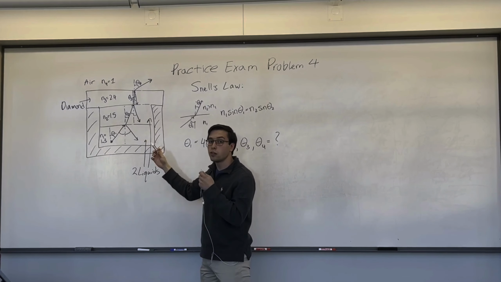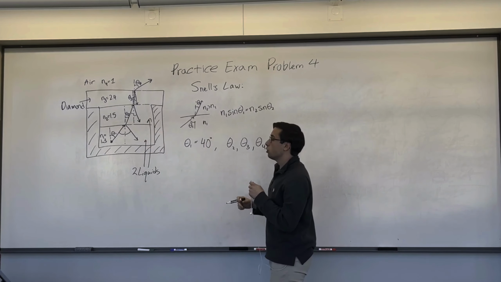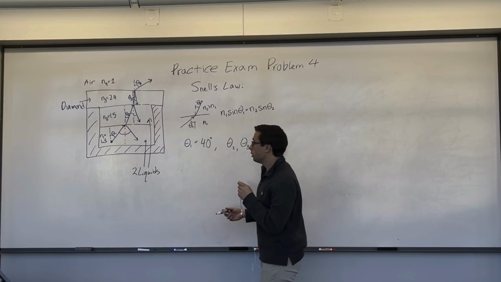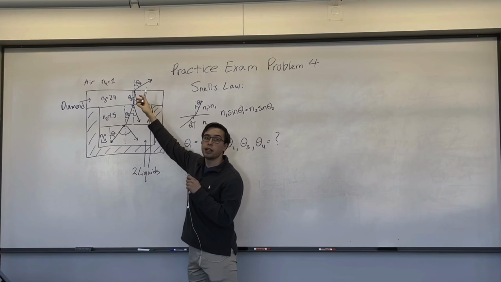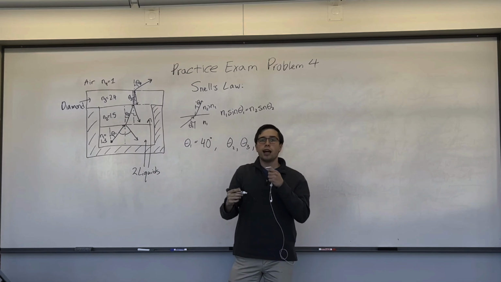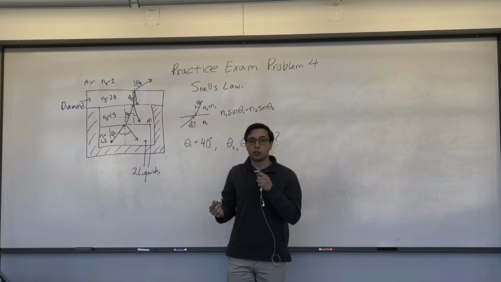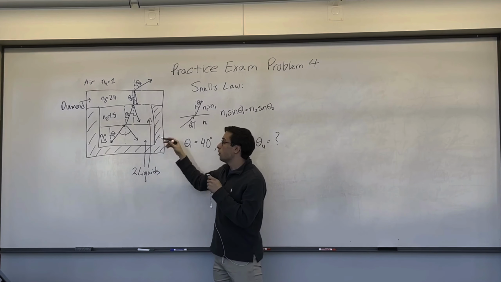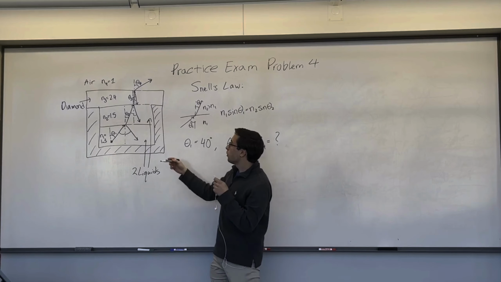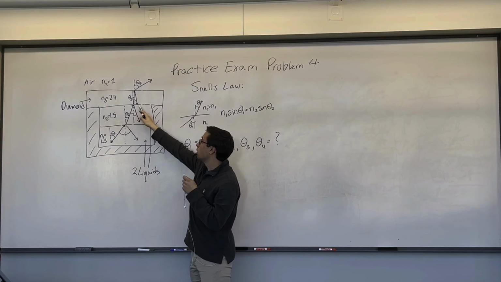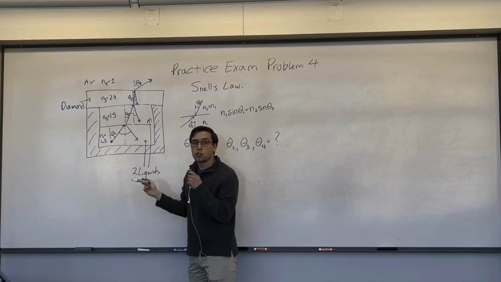So this is a Snell's law problem. And what that means is we're looking at different materials. We have two liquids, diamond and air, and we're looking at how light travels through these materials, and specifically at the boundaries or the interfaces of these materials where our refractive index changes.